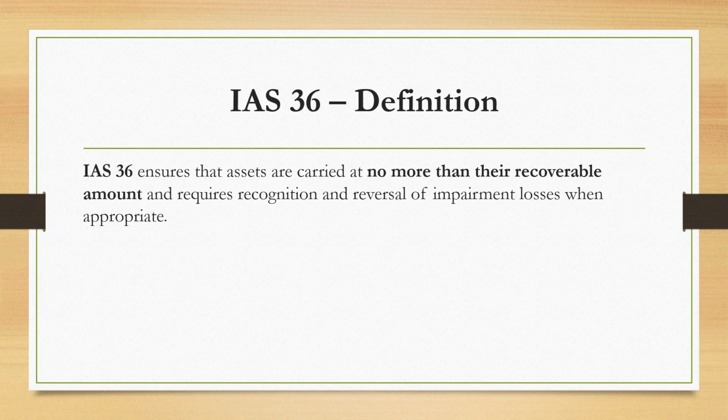Defining simply, IAS 36 ensures that assets are not shown at more than what they can actually recover. If an asset's carrying amount is higher than its recoverable amount, IAS 36 requires us to recognize an impairment loss. And if conditions improve later, IAS 36 also explains when impairment can be reversed, except for goodwill.